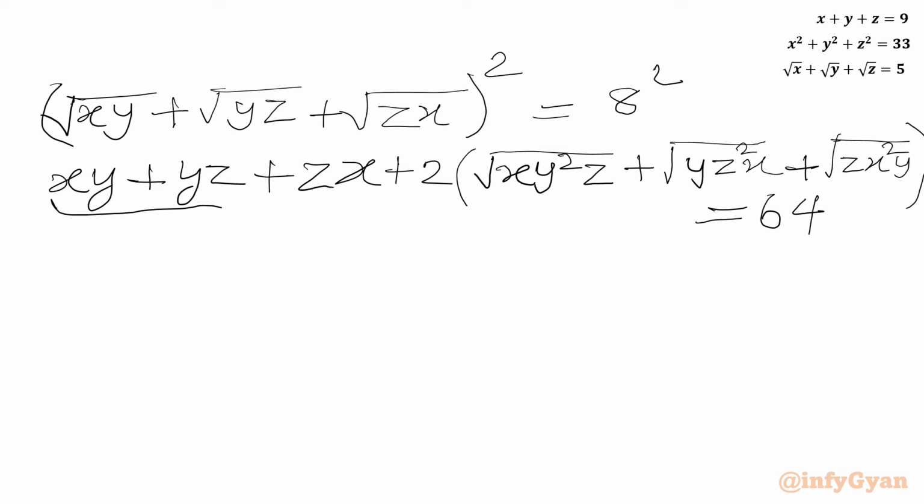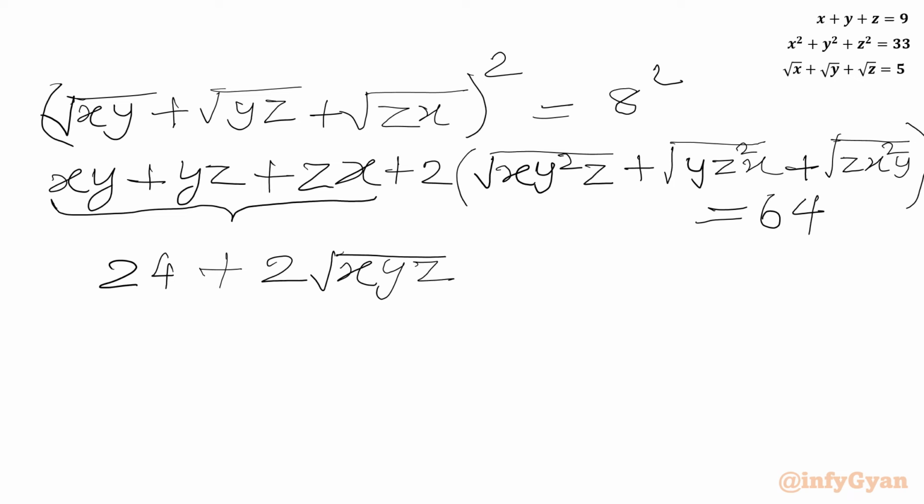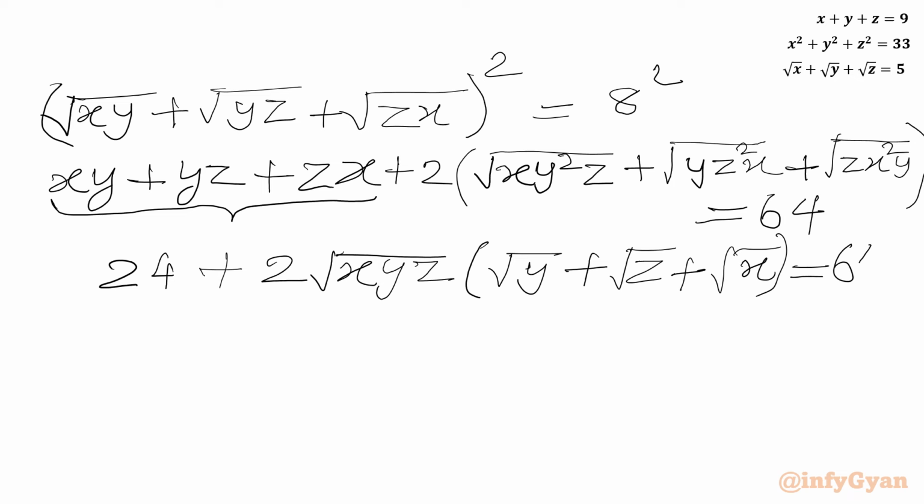Now xy + yz + zx, this is our equation number 4. Value was 24. We will write here 24 plus 2 times. From this bracket, we will take √xyz common out. So in the bracket, we have to write √y + √z + √x, which will be equal to 64.